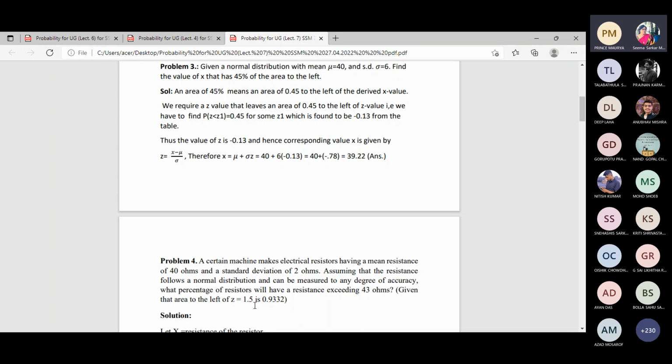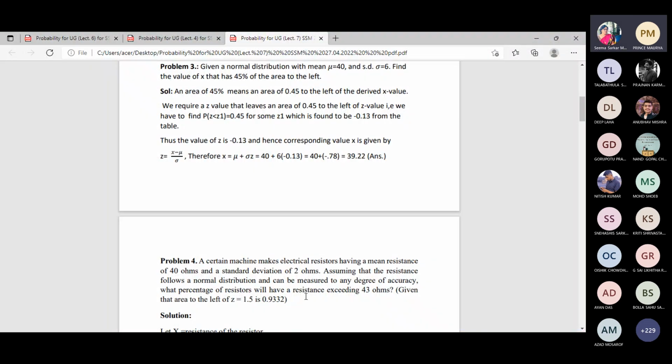is 0.9332. So you need not see the table, the value is given. What is the question? Some person is making electrical resistors which have a mean resistance of 40 ohms and standard deviation 2 ohms. Assuming that the resistance follows a normal distribution and can be measured to any degree of accuracy, what percentage of resistors will have a resistance exceeding 43 ohms?